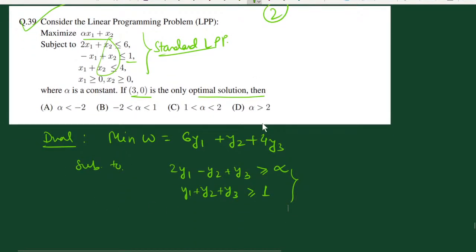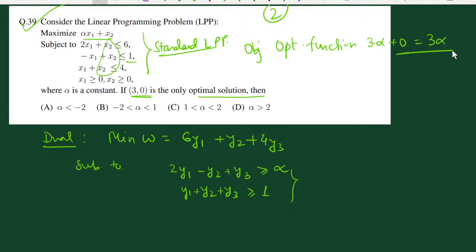Okay, now it is given that (3, 0) is the only optimal solution. So if we put the value into the maximization problem, the objective function value is 3 into alpha plus 0, which is equal to 3 alpha. So the objective value is 3 alpha. Now we apply the complementary slackness theorem.